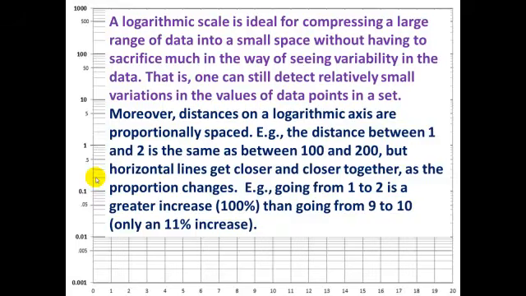And this can be seen in an example of, again, going from 1 to 2. That's a greater increase than going from, say, 9 up here to 10. So when you go from 1 and then you add one more to get to 2, you've increased by 100%. So the distance is fairly great. But if you've already got 9 and then you add one more, you're not adding as much now. It's only about an 11% increase. So you see the distance between 9 and 10 is relatively small compared to 1 and 2.